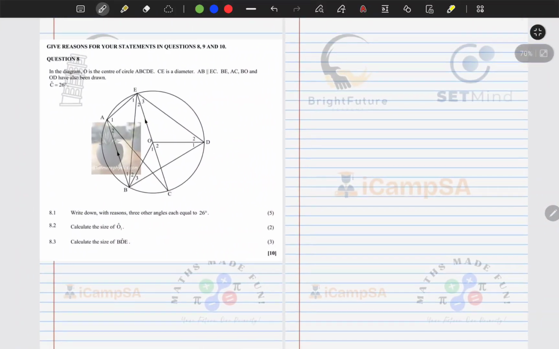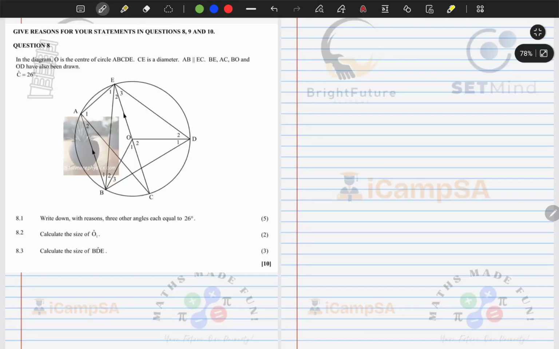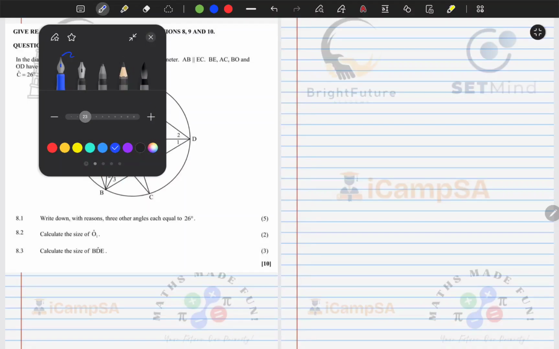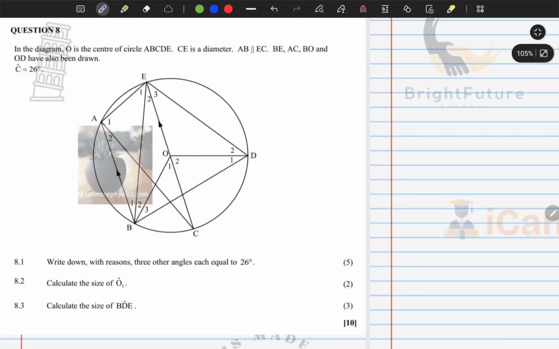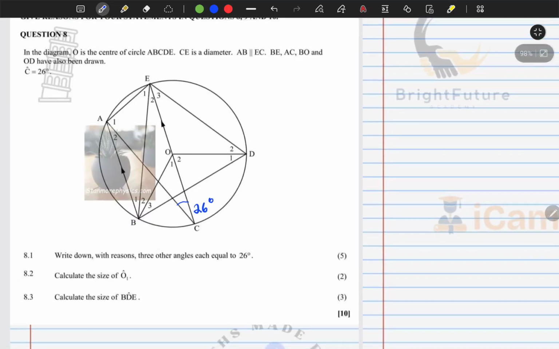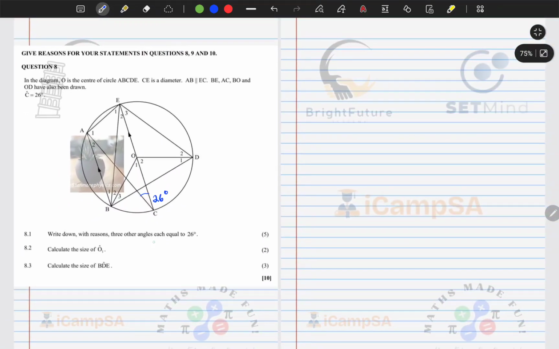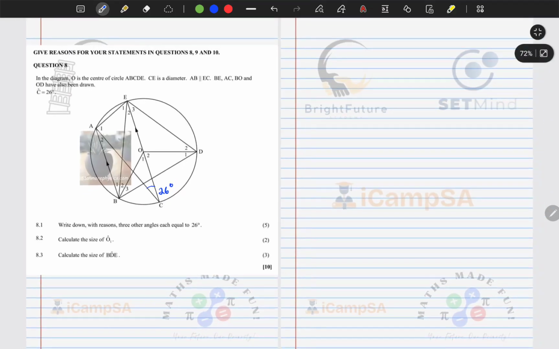So let's go ahead and have a look at question number 8. So question 8, we are given the diagram and we are told that angle C is 26 degrees, okay? And we're given all the parallel lines which are labeled. So let me go and label this angle C, which is 26 degrees, okay? Then they say write with reasons other angles that are equal to 26 degrees. So let's go ahead and have a look.